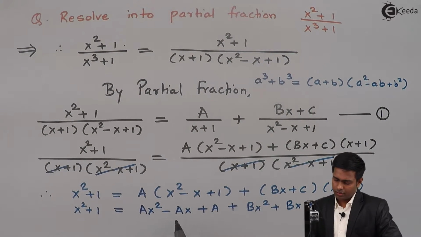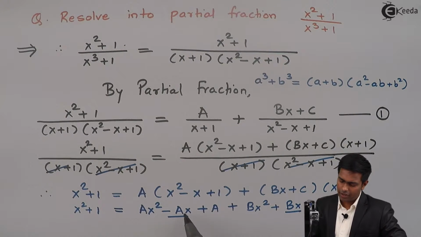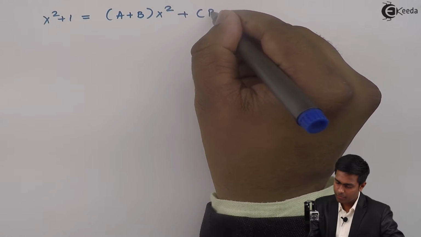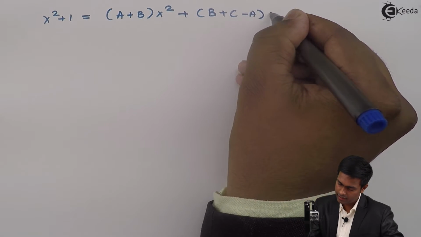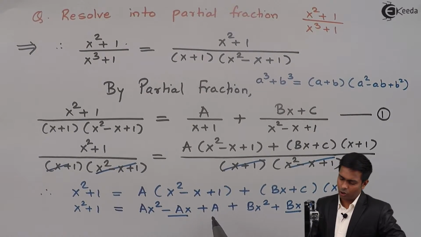Next, this term, that is minus ax, bx and cx, these three terms are similar, having the term x with them, or I can say these are the x terms. So from these three terms I can take x common. In the bracket we will get b plus c minus a, so b plus c minus a into x, and in the end we will take the constant term, that is a and c.